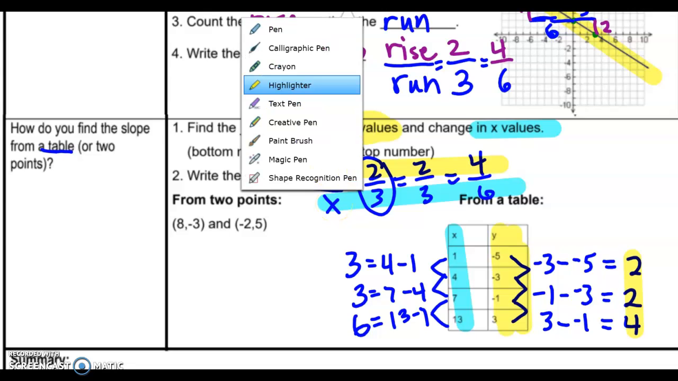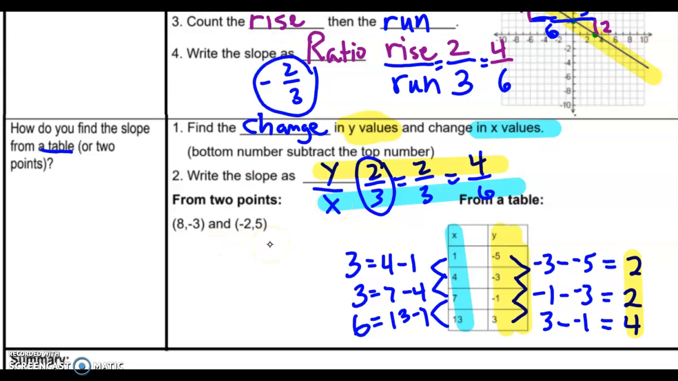Okay, so from 2 points, we're going to find the change in y over the change in x. Triangle means change, by the way. Triangle is change. Kind of a weird thing, but it is. So let's find the change. So let's just rewrite this like a table. Okay? And then we'll find the change from here to here.